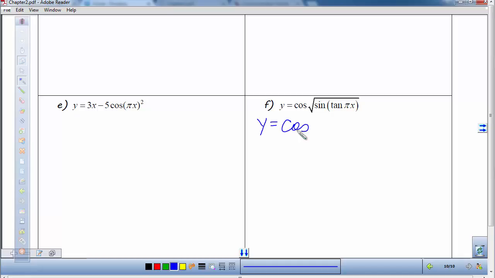I don't see any products in here because we have to have cosine of something, right? And then we got to have sine of something. Okay. All right. So I'm just rewriting cosine of. We're not going to have a product. What are we going to have that we're going to have to deal with? A power. Cosine of sine of tangent pi x to the 1/2. Okay, so we just rewrote it with our exponent. Okay, the most outer layer is what?